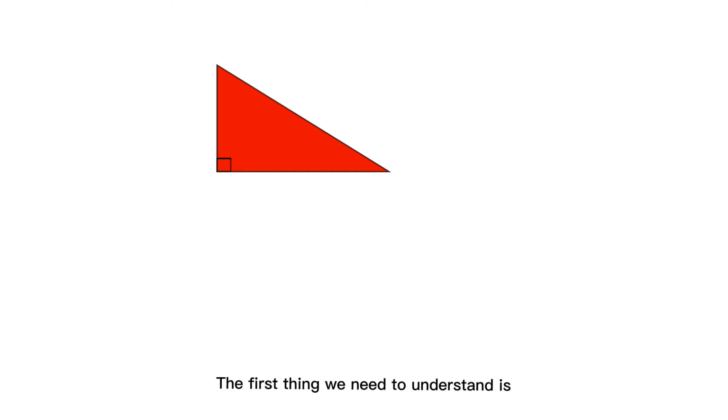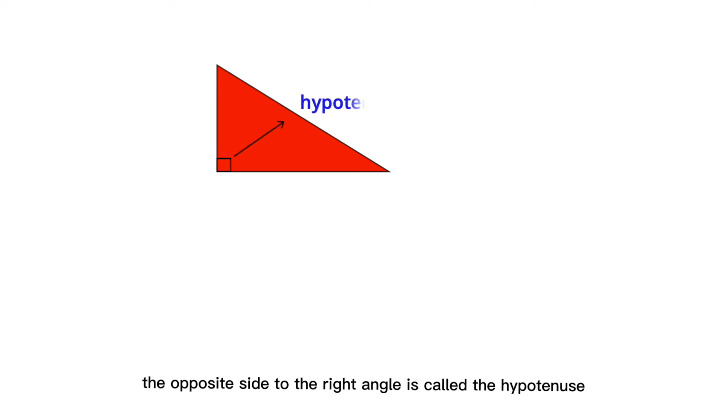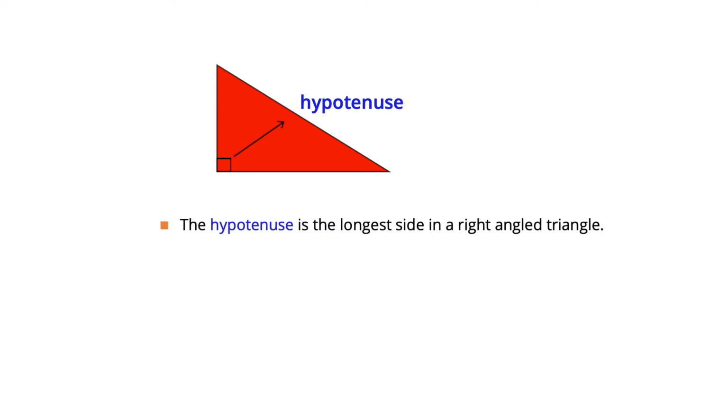The first thing we need to understand is the opposite side to the right angle is called the hypotenuse. The hypotenuse is the longest side in a right angle triangle. It is always the side opposite the right angle.